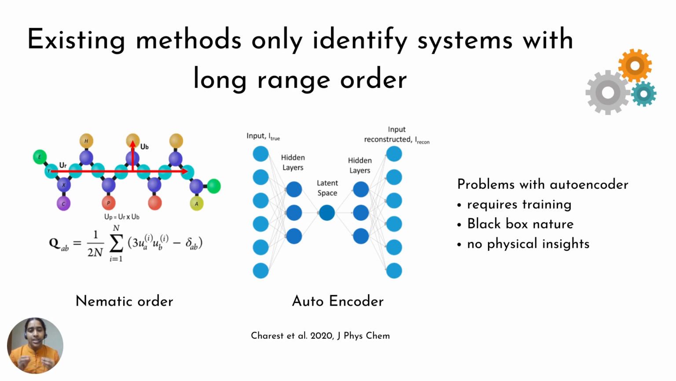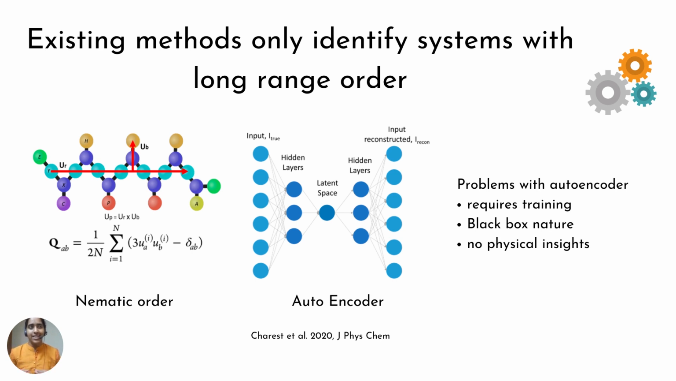the system. This parameter calculates the average orientation of all the peptides in the system, and it works well only for systems with long range order. It fails to distinguish systems with partial order from systems that are completely disordered. Therefore, in a recent work, Charest et al. have used an autoencoder to identify systems with partial order.